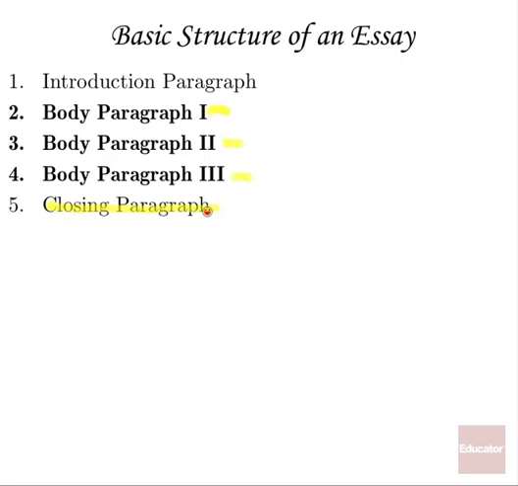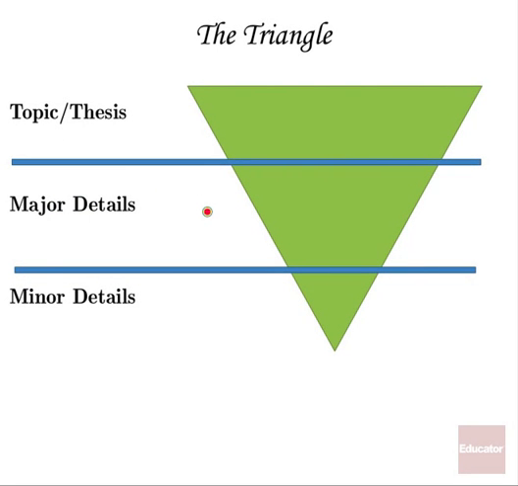So, let's continue. We've got a triangle here. The triangle represents what's most broad and what's most narrow. Your topic and thesis is the most general thing that you can come up with. Below that, we have what are called major details. These are details that are still connected to the topic and the thesis somehow, but they're a little bit more narrow, a little bit more specific. Finally, at the very bottom, we have minor details, which are microscopically specific. You would never want to mention these in the introduction paragraph because they're so small that if you did, you might confuse your reader.